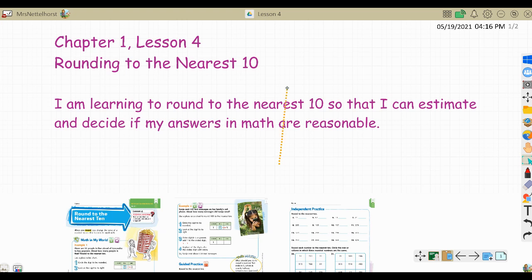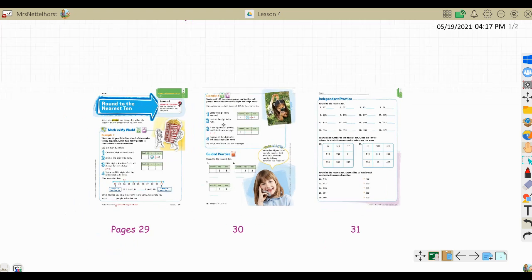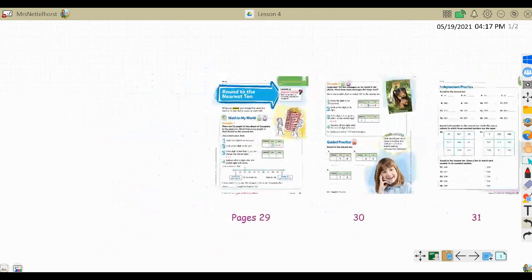We'll be doing pages 29, 30, and 31. And I will be referring to my lesson videos that I posted with this video. So please make sure you're familiar with what's in there. If you're not, go back and watch them first and then join me back here at this spot. Okay, so let's get started with page 29.